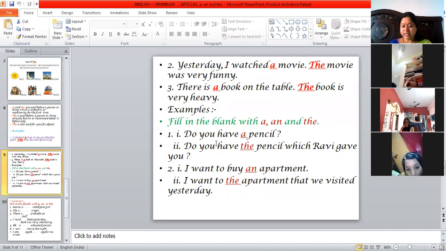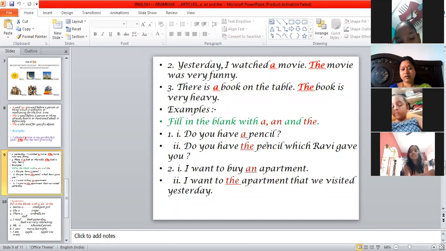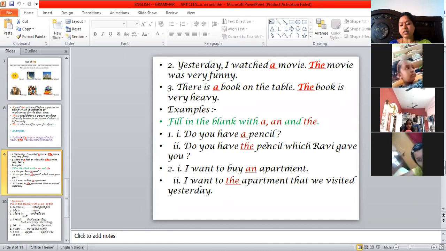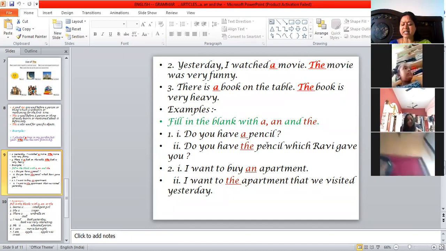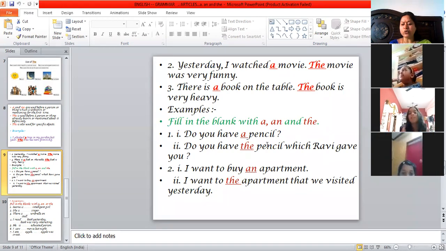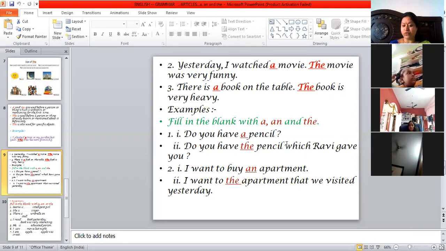Again, I am taking up this example. So you have dash. Who is that disturbing the class? Please mute yourself, all of you. Do you have a pencil which Ravi gave you? So here we need to use the. Just now I have explained this to you.